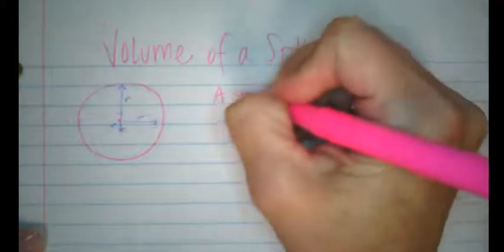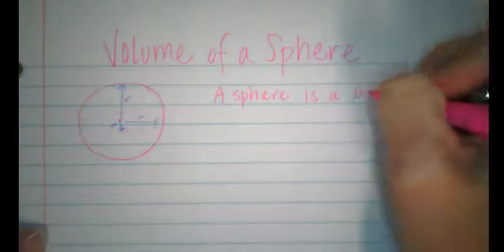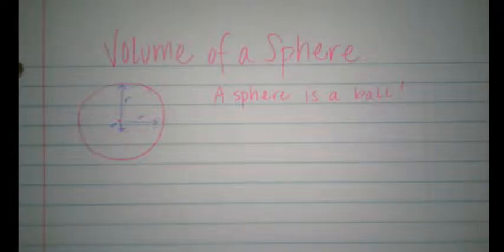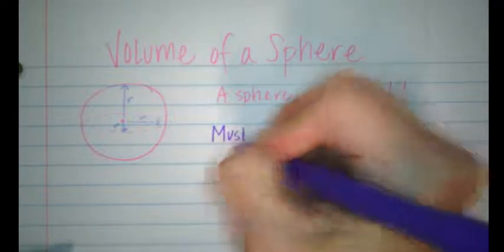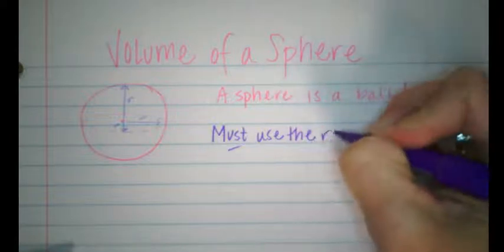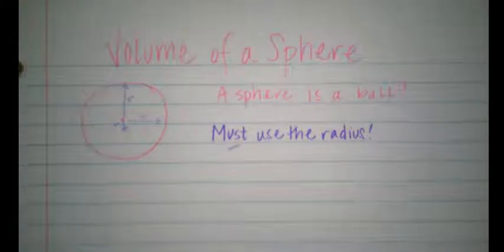So what we're talking about is a sphere is a ball. So we're talking about a three-dimensional object. And again, just like when we were working with the volume of cylinders and cones, we cannot use the diameter. So we must use the radius. So we have to use the radius when we do this formula.